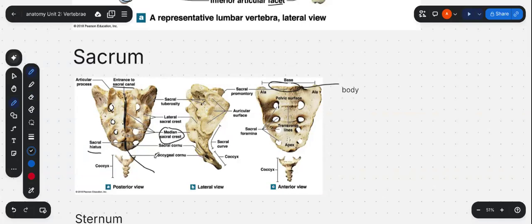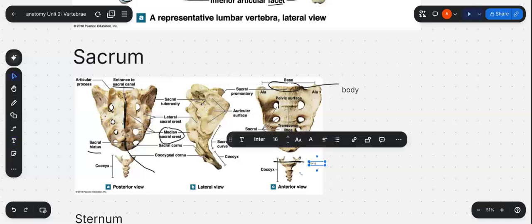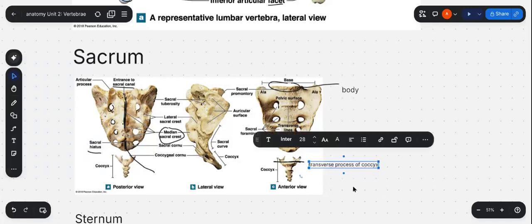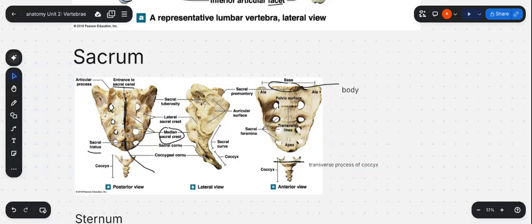Then you have your coccyx or your coccygeal. The biggest portion over here, the top of it, these projections, that is known as your transverse process of the coccyx. So transverse process of your coccyx. And then the rest is just your coccyx or coccygeal.